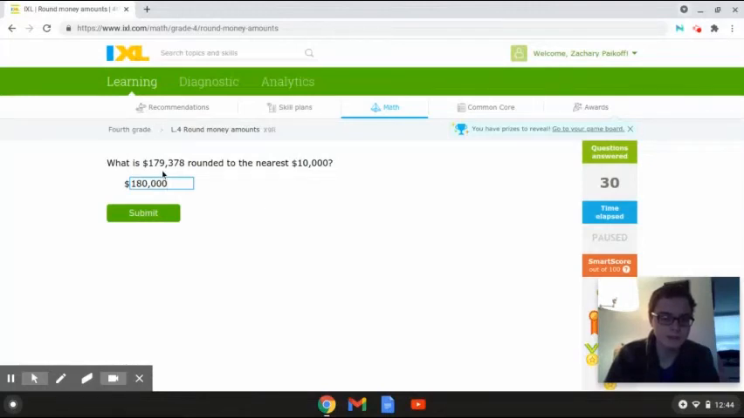So the answer for this problem is $180,000 because we took a look at the key digit, which was 7, and saw that the number next to it, which was 9, was bigger than 5, so we rounded it up, and it became $180,000. And that is how to solve this problem. So I'm going to be doing one more with you guys.